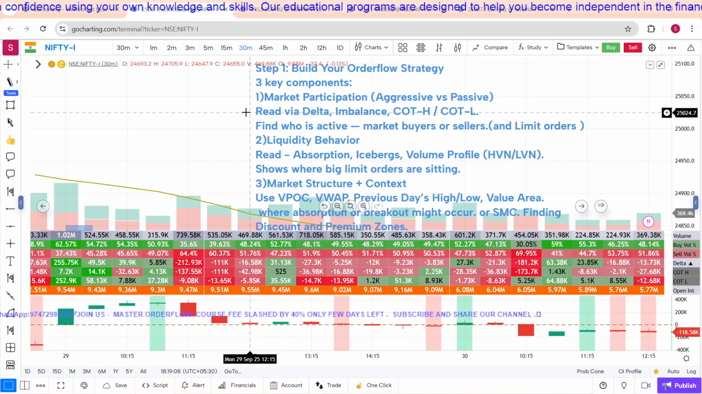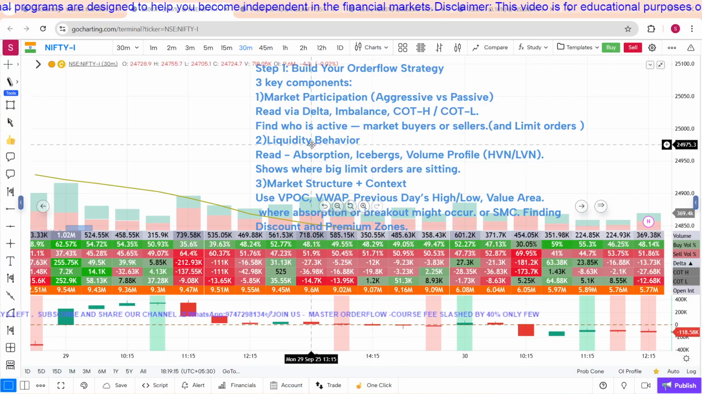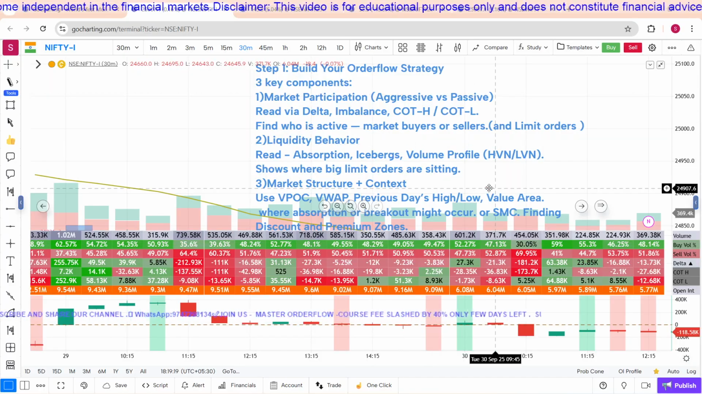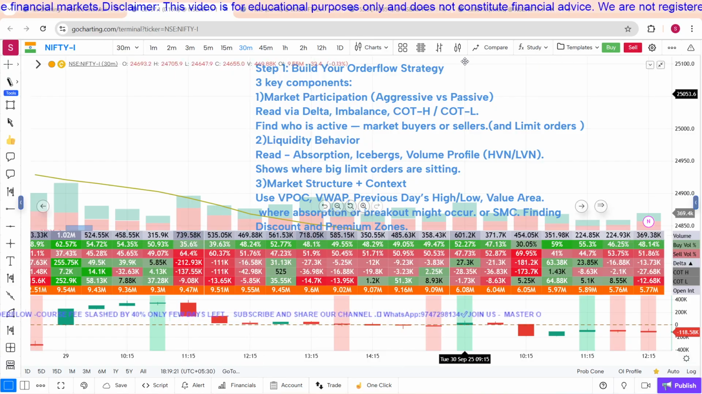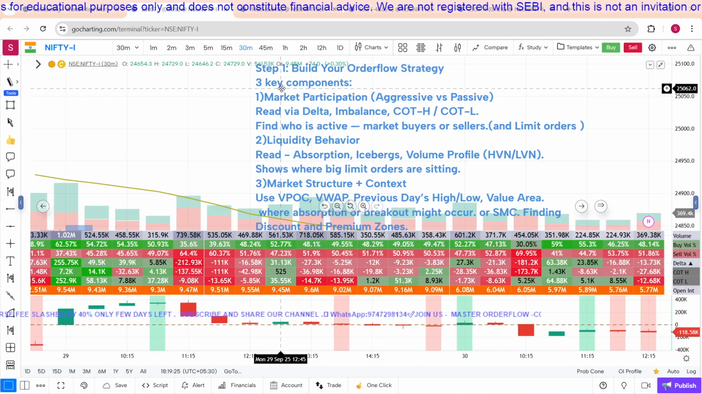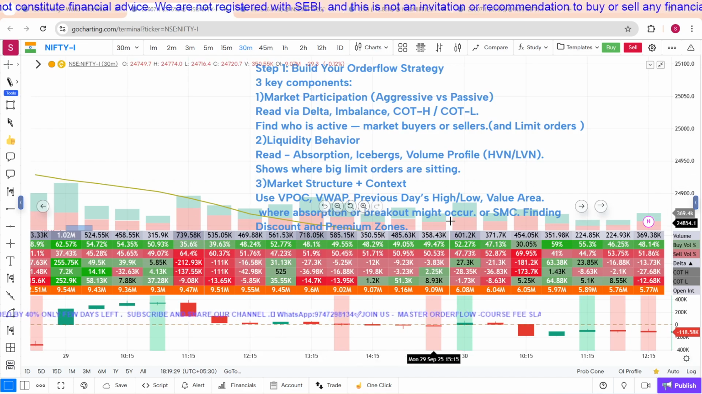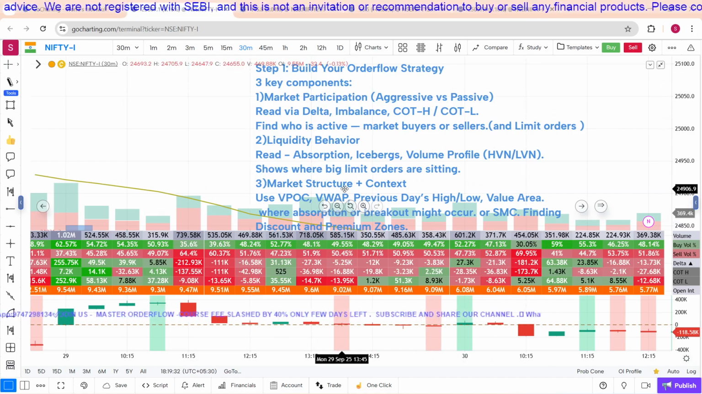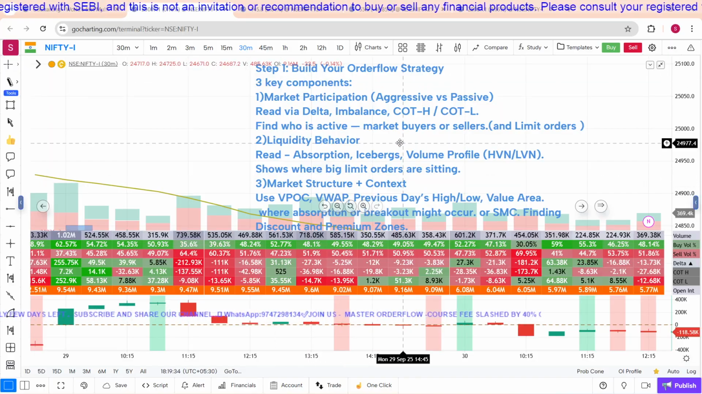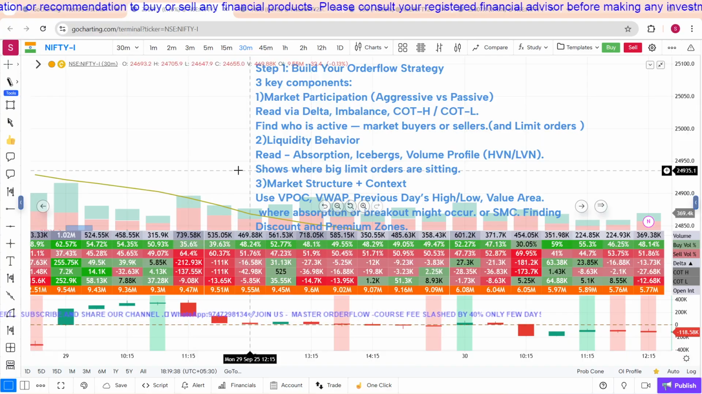Today we are discussing how to set up an order flow strategy, a complete setup of a trade. And for this, first we need to study and make sure that there are three components in the market. These three components should be studied very well. We should have an understanding about these components.